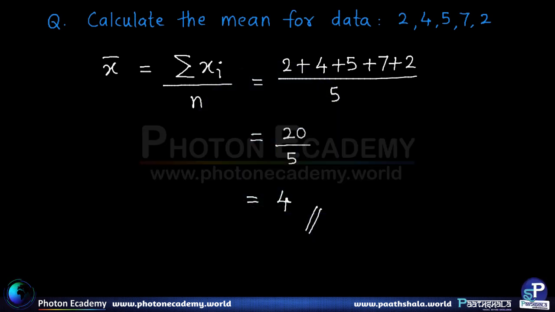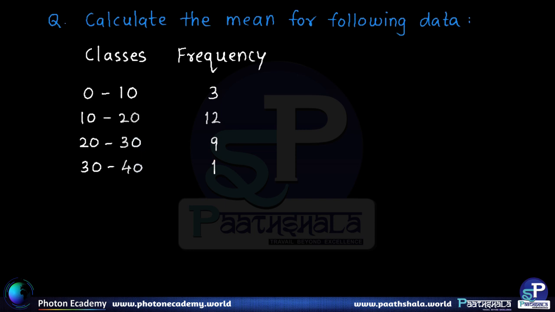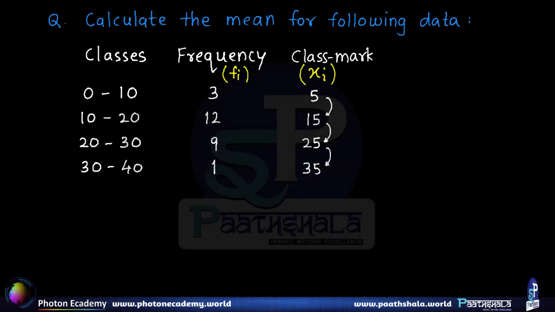Right. Let's see another sum for this particular data. Question is same, you have to calculate the mean. Now looking at the data, it is clear that it is continuous data because we are given the classes. So frequency is nothing but the fi column. Now where is xi column? If you remember, we saw that xi is nothing but the class mark, that is the midpoint of the class. So 0 plus 10 divided by 2, that is nothing but 5. And similarly you can calculate the remaining class marks easily, because whatever is the class width, same will be the difference between successive midpoints, right?